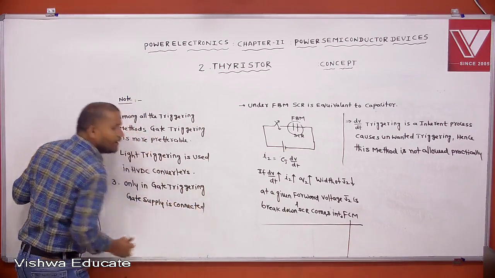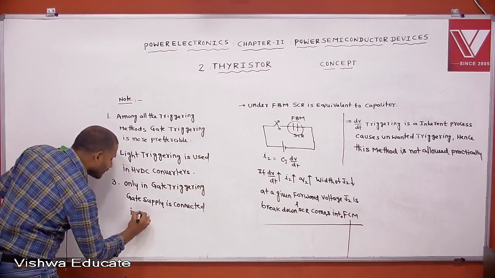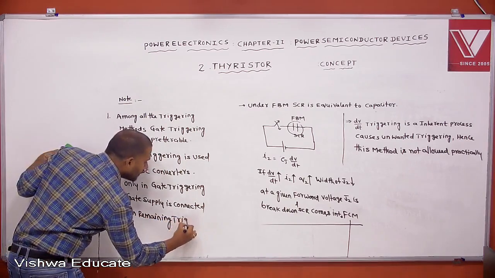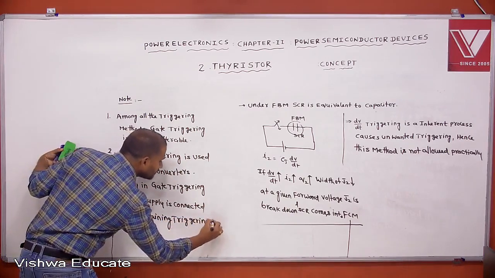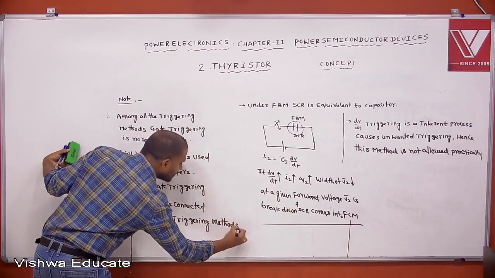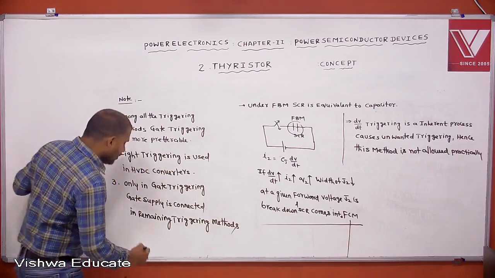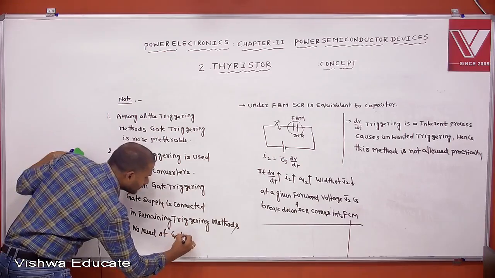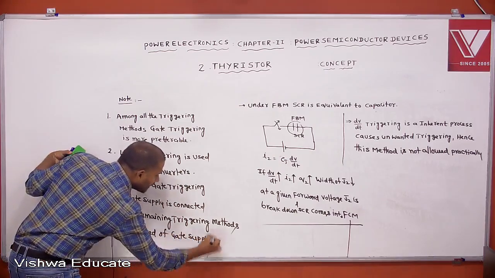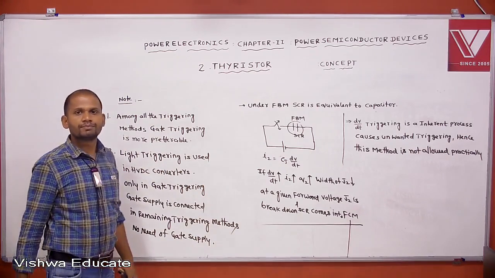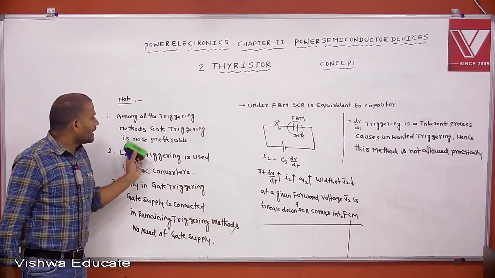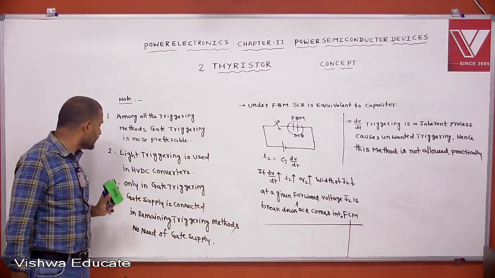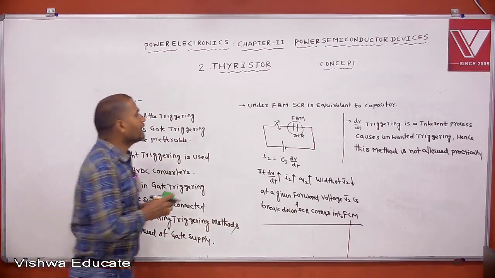In the remaining triggering methods, no need of gate supply. Then among all the triggering methods, which is more preferable? Gate triggering. Light triggering is used in HVDC converters. Only in gate triggering, only the gate supply is connected.